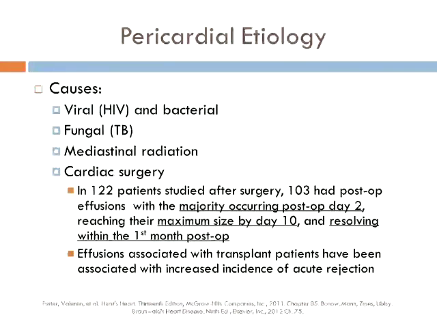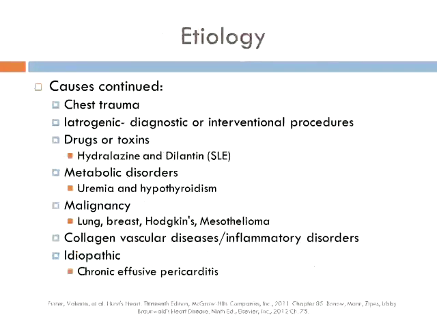Chest trauma was another cause. Iatrogenic, we always have to watch patients post-cath. Drugs and toxins also can cause it, metabolic disorders, uremia, and hypothyroidism. Malignancy, lung, breast, Hodgkin's, and mesothelioma are common causes. Collagen vascular disorders, and then idiopathic or chronic effusive pericarditis. That starts leading you down the path for constrictive pericarditis.